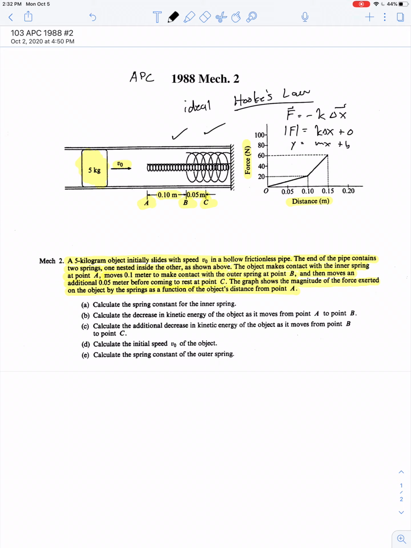Why would we do that? Because we're putting on the y-axis the magnitude of the force, and on the x-axis the distance or displacement. So the slope of the graph is the K value of the spring. To get our answer to question A, calculate the spring constant, in other words the K value, we just need to find a slope.